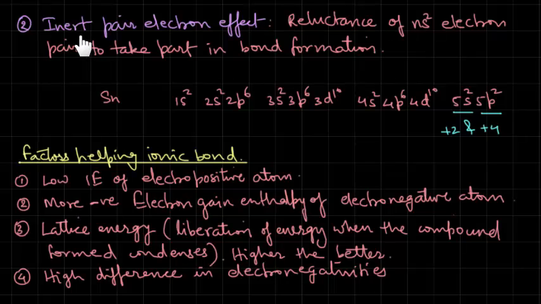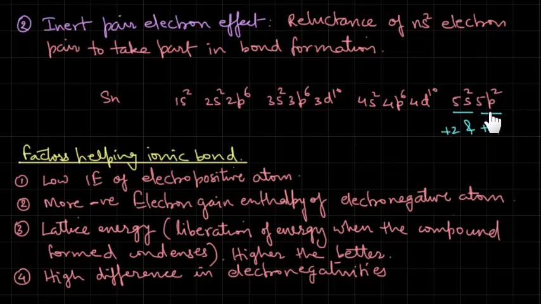The second reason for having variable valency is the inert pair electron effect. It is the reluctance of the ns2 electron pair to take part in bond formation. Let's learn that from an example. Strontium has a configuration of 1s2, 2s2, 2p6, 3s2, 3p6, 3d10, 4s2, 4p6, 4d10 and 5s2 and 5p2.